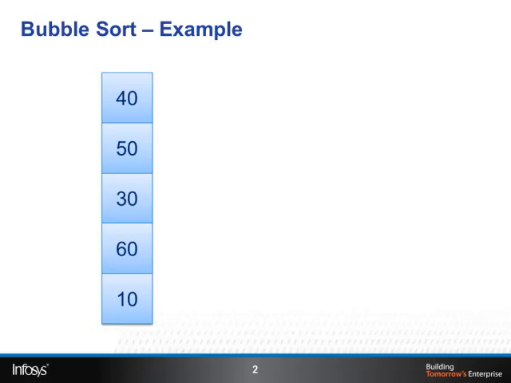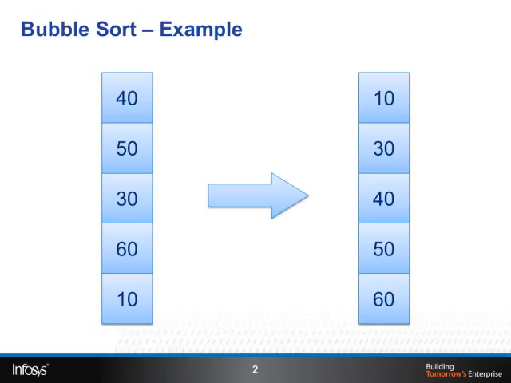Let's consider an illustration of the bubble sort algorithm with the following example. We have a data set comprising of 5 elements. The elements are randomly arranged. We have to sort this data set and arrange the numbers in the ascending order as shown in the presentation here.